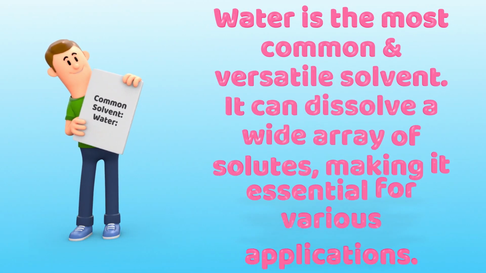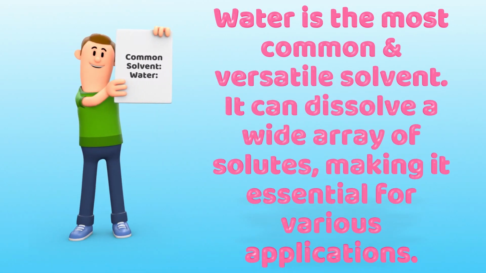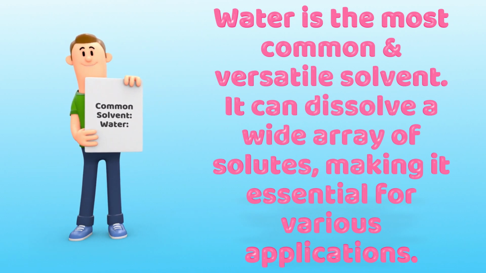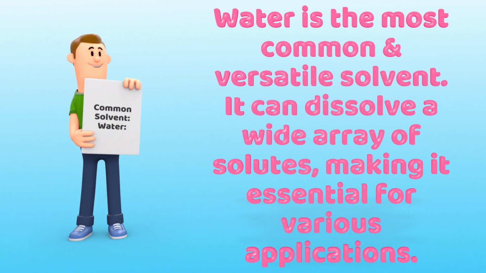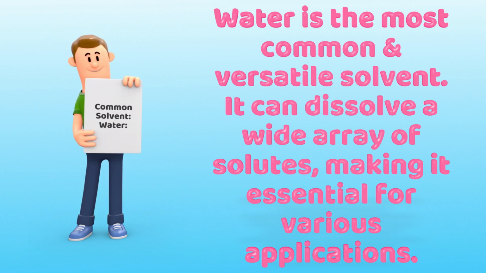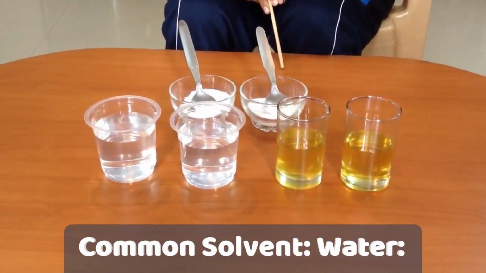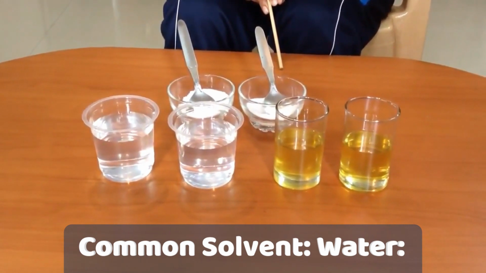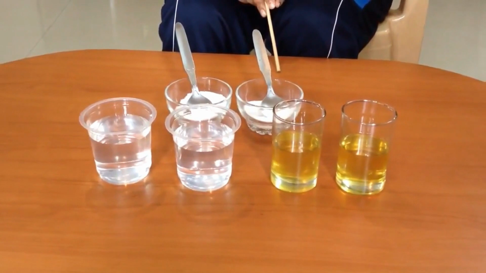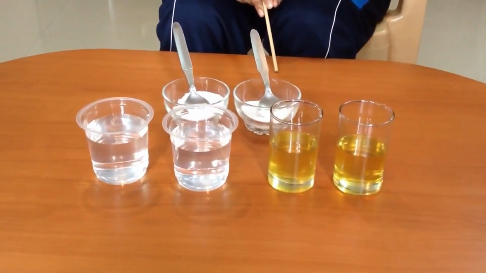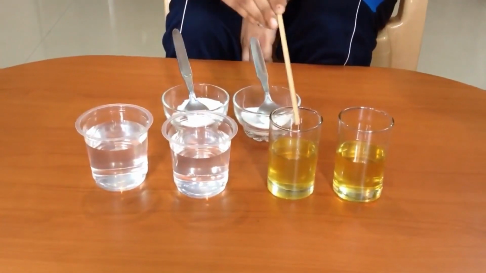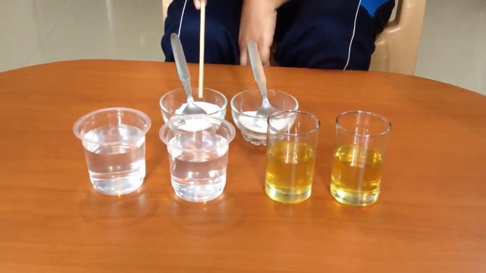Water is the most common solvent used. It is called the universal solvent because it can dissolve many solids, and hence water is used for various experiments. Let's now see an illustration of why water is called a common solvent or a universal solvent. We have 4 glasses, 2 glasses on the left, those are water, and the one on the right is oily.